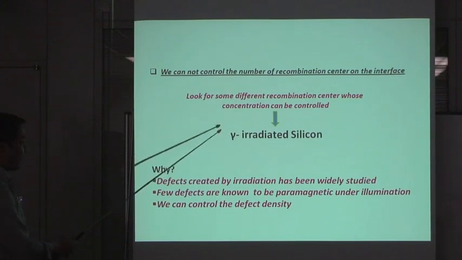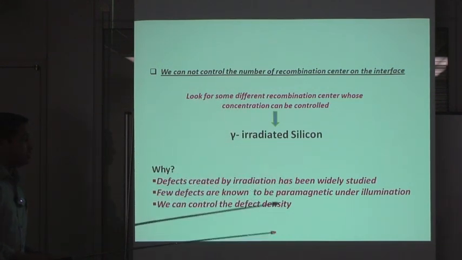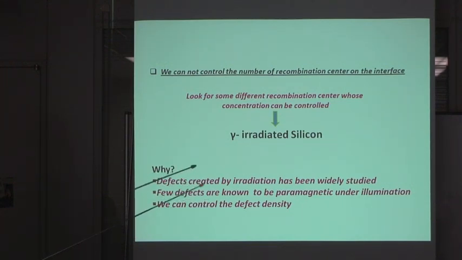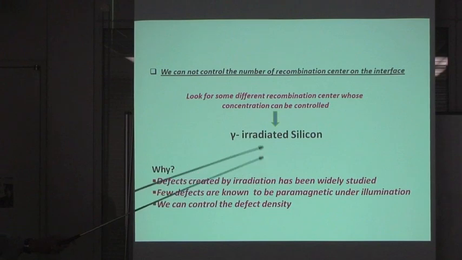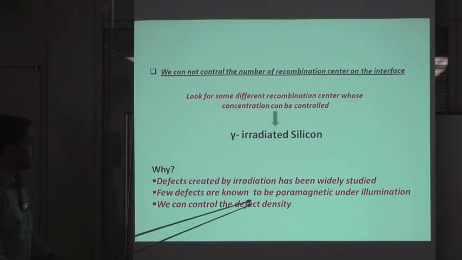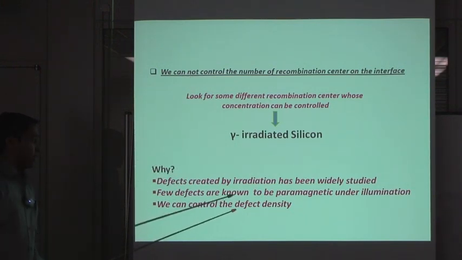So why gamma irradiated silicon? Because the defects created by irradiation have been widely studied, and there are a few defects in the samples which are known to be paramagnetic under illumination, and we need paramagnetic centers for recombination. And also we can control the defect density by controlling the dose of irradiation.